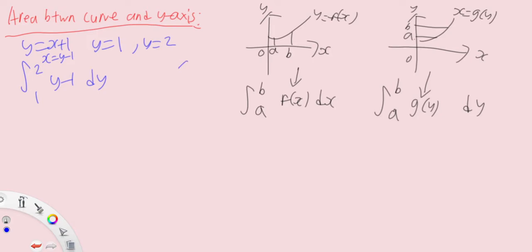So what you should be doing is draw the graph, right? So y equals x plus 1 is simply like this, alright? How you do it? Very simple. Put x equals 0 first. So x equals 0, y equals 1. So at this point here, y equals 1.